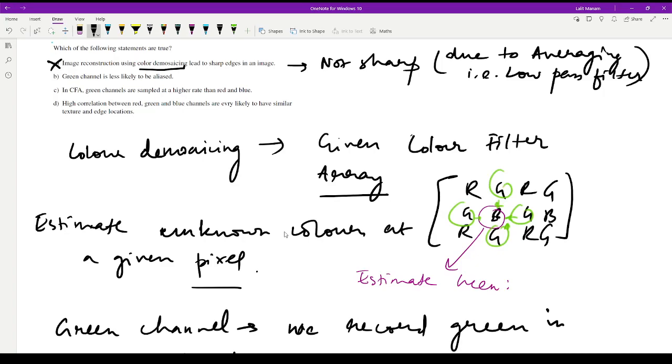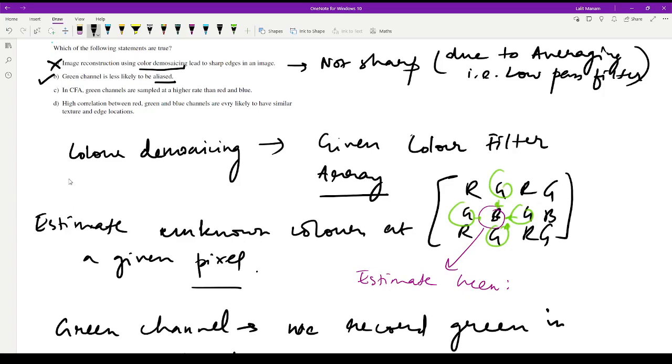Since the green channel is sampled more, it is less likely to be aliased. That's all the reasoning is. I hope this is slightly clear. You have to check the aliasing part from the signal processing aspect, then it will be completely clear.